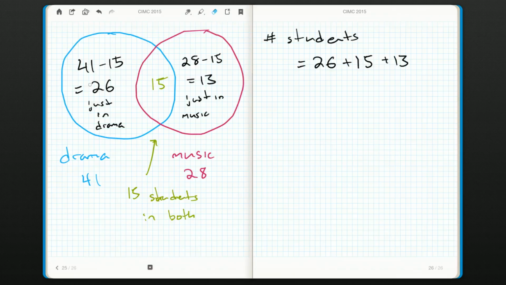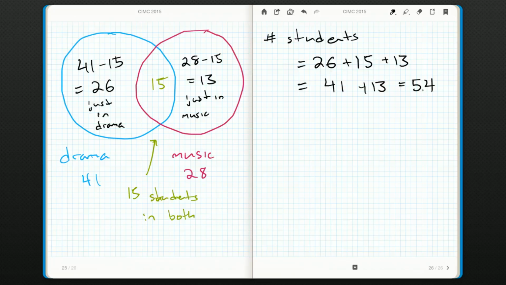Okay? And when we do that, we got 26 plus 15, that's 41, plus 13, that's 54. Okay? And I would say this nice, cleanly labeled Venn diagram with its colors would probably suffice for a good explanation. Okay? If you wanted to, you could go through and take steps to talk about your calculation.